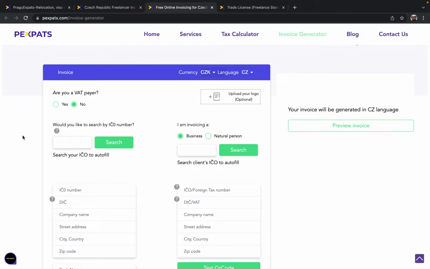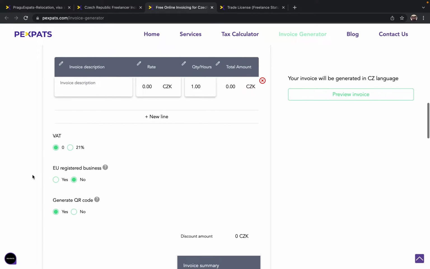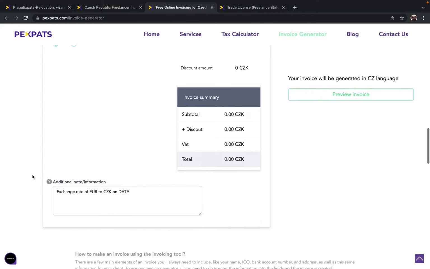Now, if you are invoicing in a currency other than Czech crowns, say you have a bank account receiving euros, it's important to record the exchange rate at the time of the invoice. You'll need the exchange rate to calculate your final taxes at the end of the year. As a general rule of thumb, we often record the exchange rate as a note at the bottom of our invoices, making it easier for us later on.